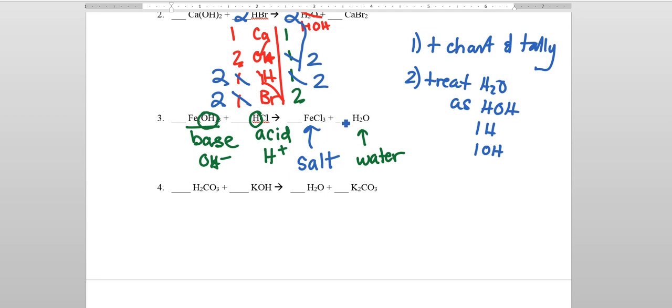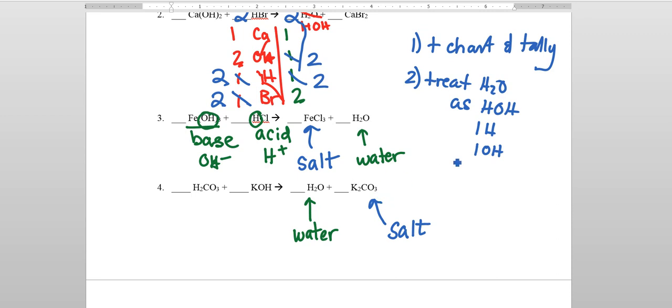So in reaction 3, iron chloride is my salt. Down here, you can see here's my water. So the product that is not water is my salt. So in this case, it's potassium carbonate is my salt here.